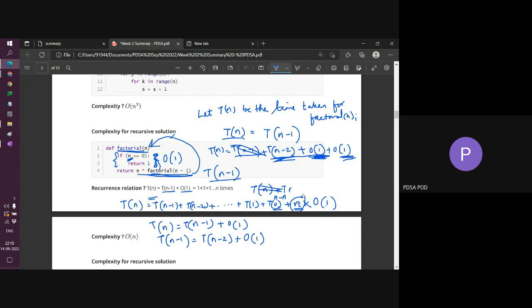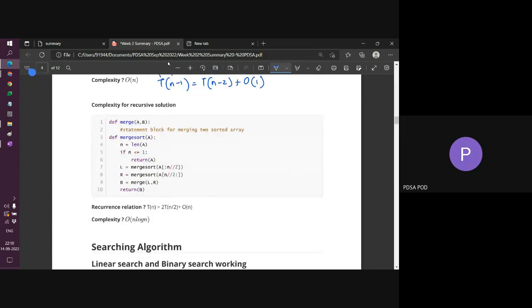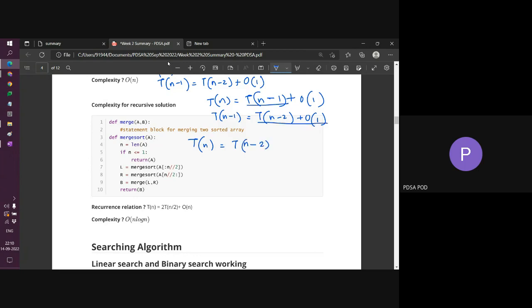Got it now? Okay, I will write it again. I confused you. One second. So T of n equal to T of n minus 1 plus constant time, right? T of n minus 1 equal to T of n minus 2 plus constant time. So T of n equal to T of, I'm substituting T of n minus 1 with this. So I have T of n minus 2 plus O of 1 plus this O of 1, right? Which is O of 1.